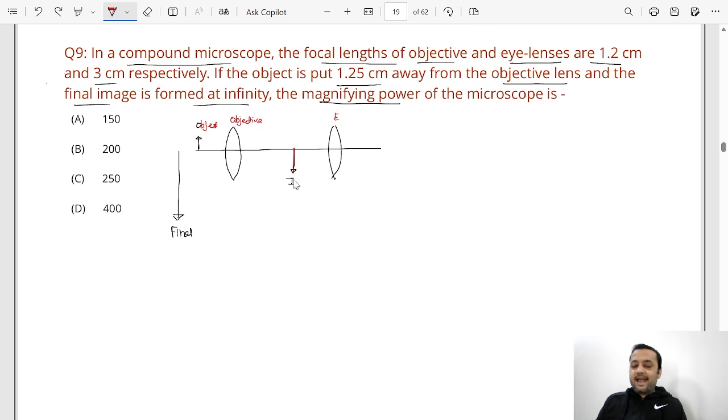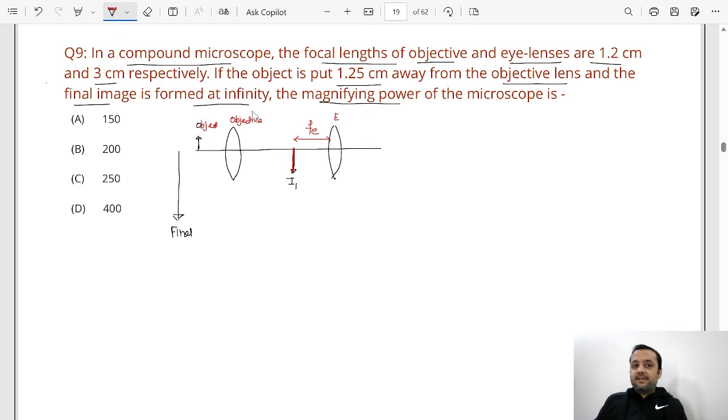I1 acts as the object for the eyepiece. In this question, the final image is being formed at infinity. So for the eyepiece, I1 is serving as the object, so I1 must be at the focal length of the eyepiece. This distance must equal the focal length of the eyepiece. Then only will this eyepiece make the image of I1 at infinity.